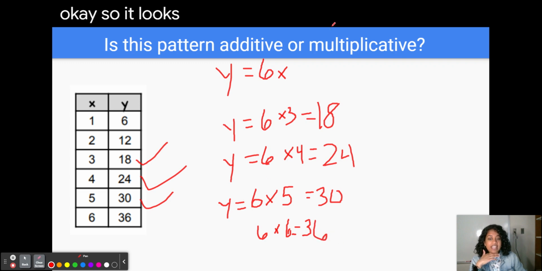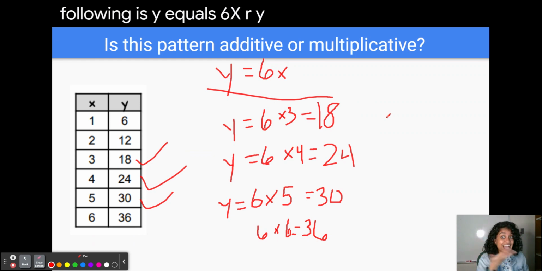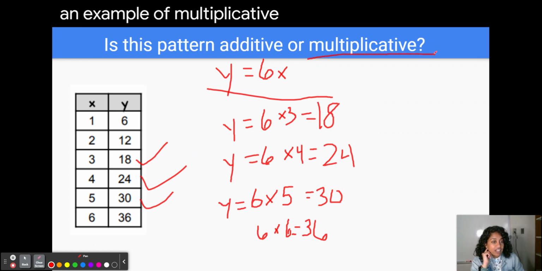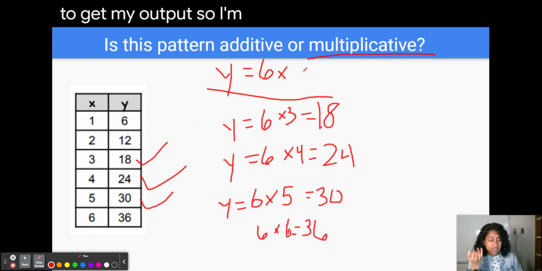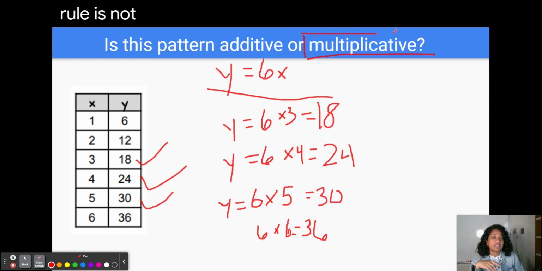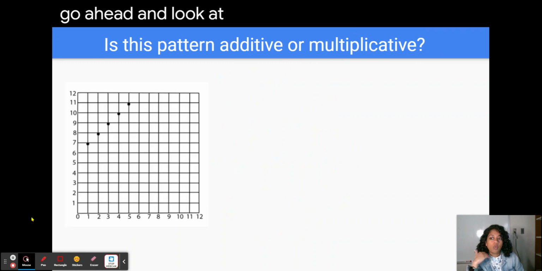So it looks like the rule that I'm going to be following is y equals 6x, or y equals 6 times x. That is an example of multiplicative because I am multiplying to get my output. I'm multiplying 6 times x. So this rule is multiplicative. It is not additive.